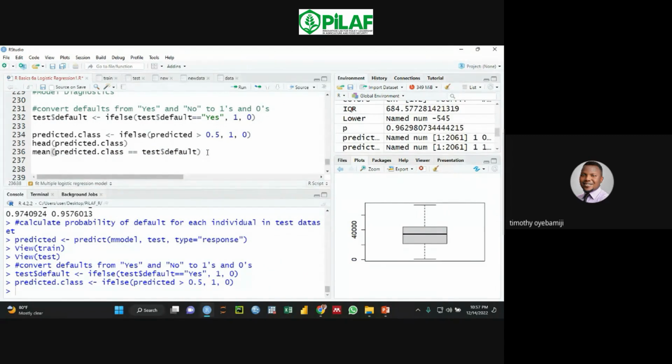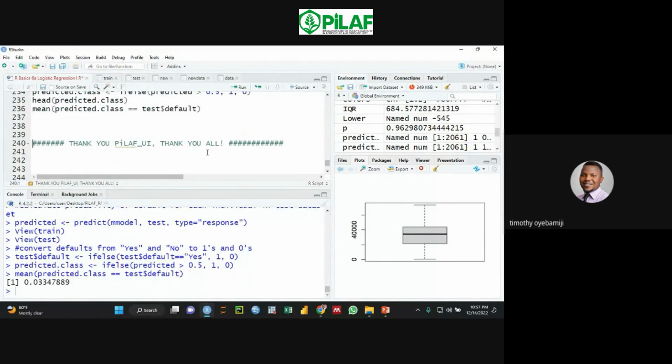So to get the mean, it gives us the average, like on the average, how many of them are true compared to the total. So for this mean, it's telling us that 3.3% of all the predicted matches with the defaults from the tests. So meaning that the model is able to predict correctly 3.34 or 3.35% of the data. All right. So it's not too good, but it can be improved on either by bringing in more variables or by collecting more data to fit the model.